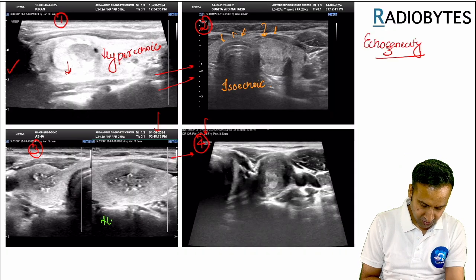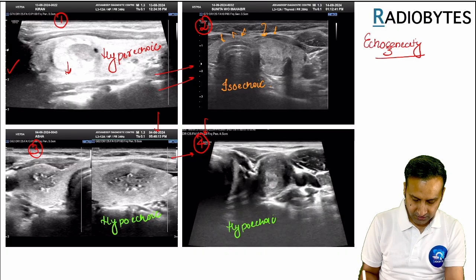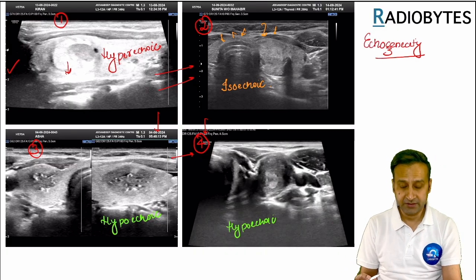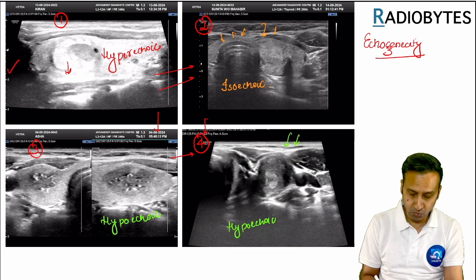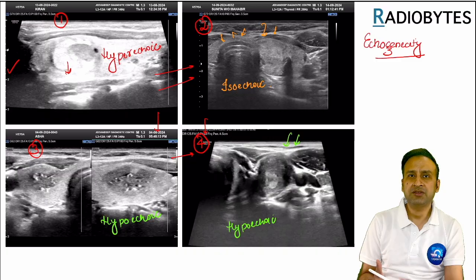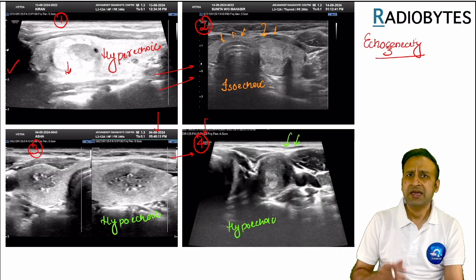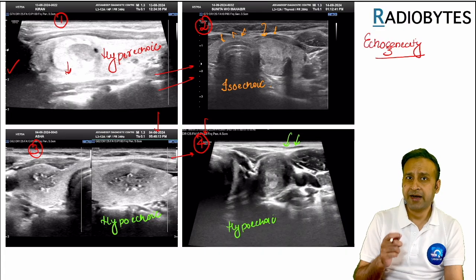Now I want you to have a look at our third nodule. Third and fourth nodules both are hypoechoic. Fine. But amongst them two, I can see one is more hypoechoic than the other. This one apparently is the most hypoechoic of them all. So how did we make this distinction?